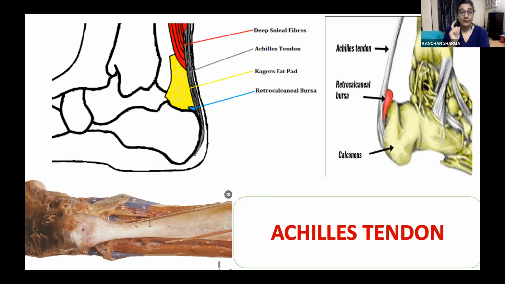Retrocalcaneal bursa inflammation will become retrocalcaneal bursitis. Achilles tendon problem is Achilles tendinitis or paratendinitis, that is the right way of saying it, because many nomenclatures have now been changed. And second thing, if you have an inflammation of this bursa, we call it retrocalcaneal bursitis. Both these things can present with heel pain or pain on the posterior aspect of your ankle joint.